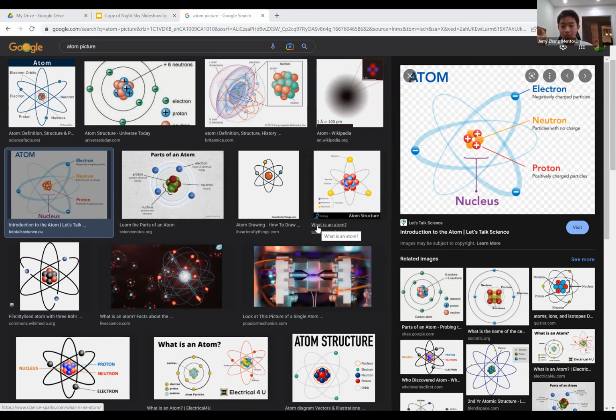So. Oh, you mean the atom, like the small little things that we can't see? Yeah, those. Oh, yeah. It's not like a space term. It's just a normal atom.